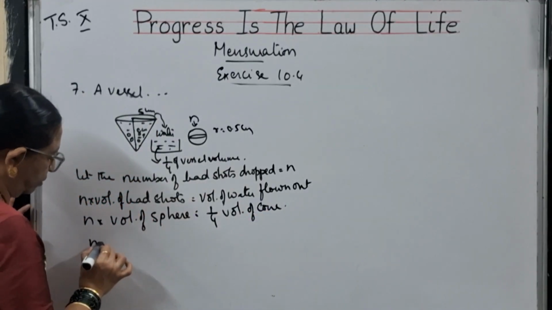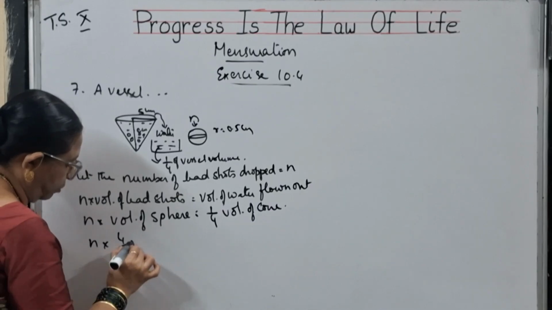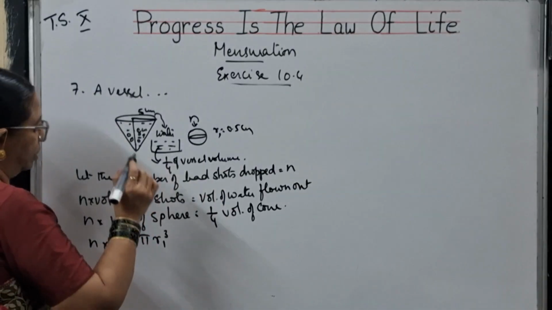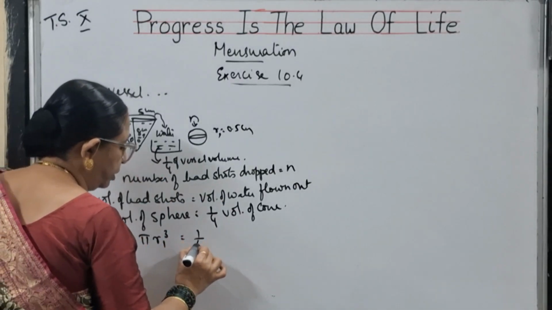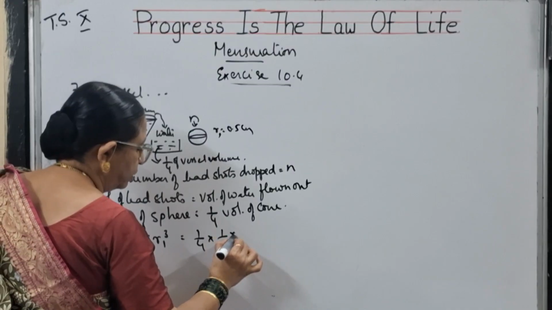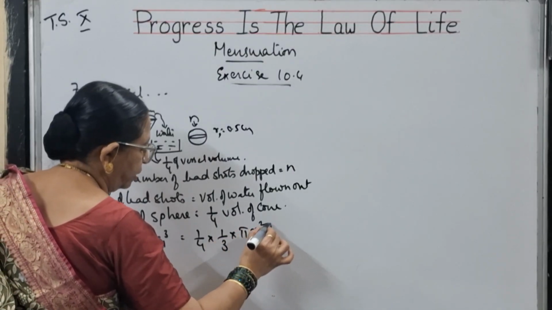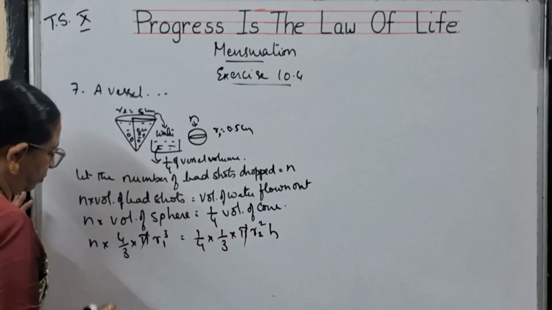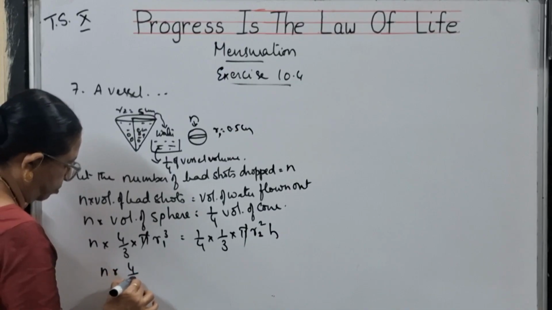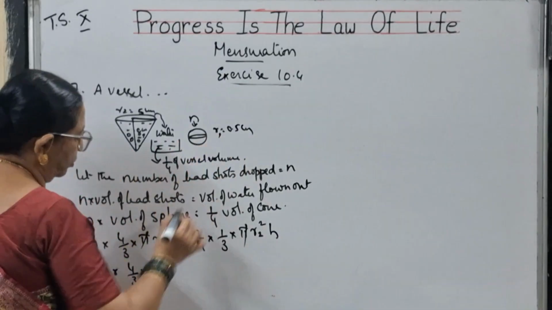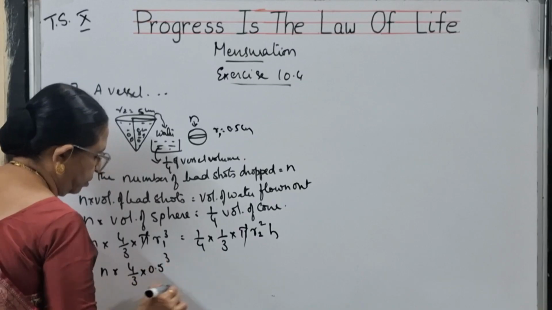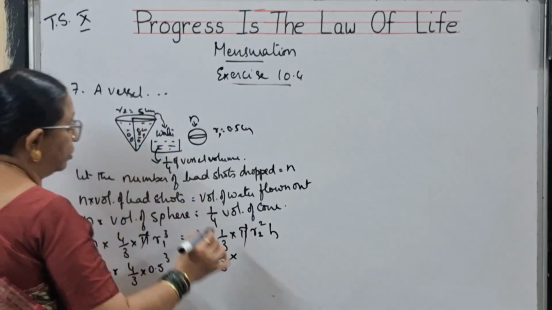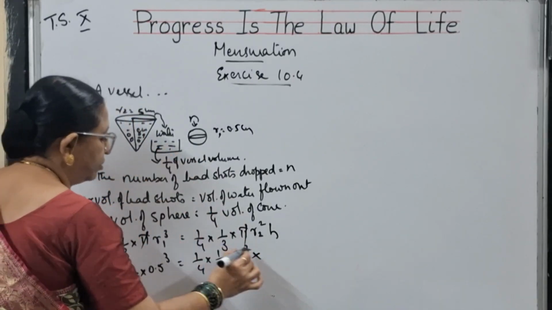So, n into the volume of sphere, 4 by 3 pi r1 cube, I write it as r1, is equal to 1 by 4 into the cone, 1/3 pi r2 square h. This is r2, the radius. So pi and pi will get cancelled. N into 4 by 3 into r1, what is r1? 0.5 cube is equal to 1 by 4 into 1 by 3 into r2, r2 is 5 square, into height 8.